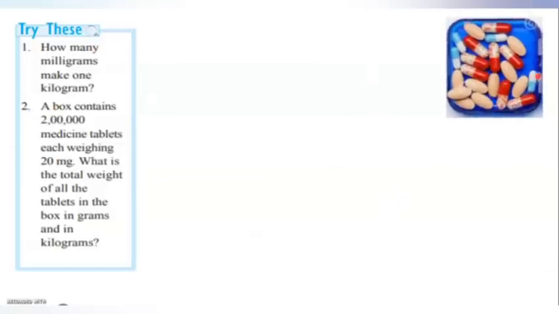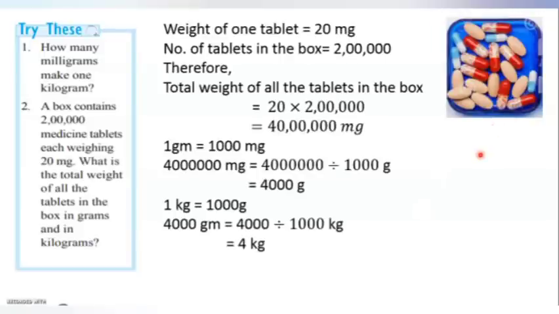Let's consider this is that box, and if this box contains 2 lakh tablets and each is weighing 20 milligram, then what will be the total weight of this box? There are two ways. Either you can add the weight of each tablet, or you can directly multiply since the weight of each tablet is equal. You know that multiplication is the repeated addition. So the easier way is multiplication. Let's see the answer.